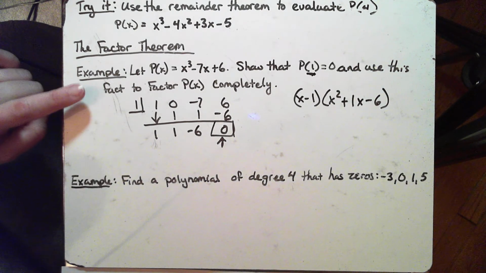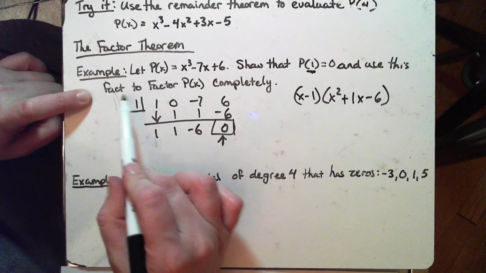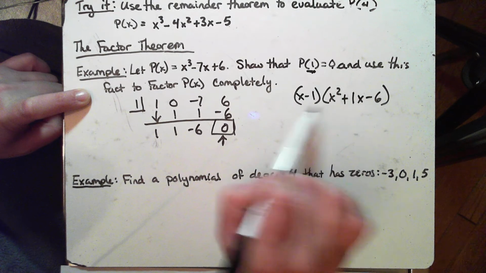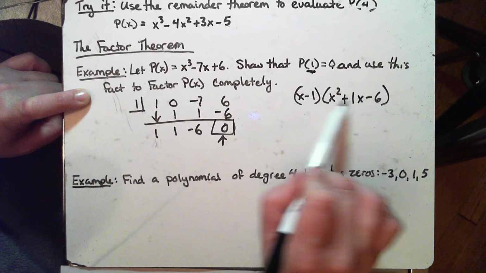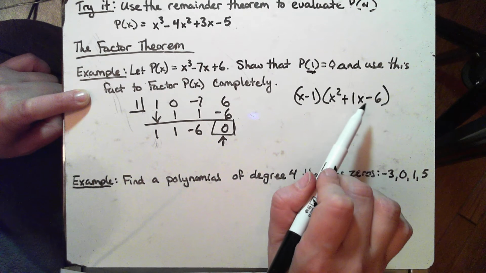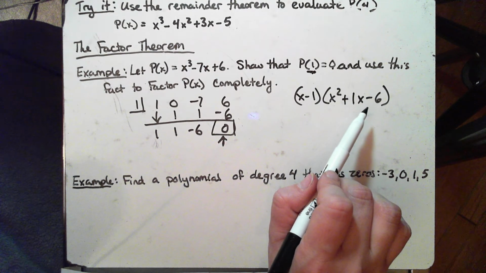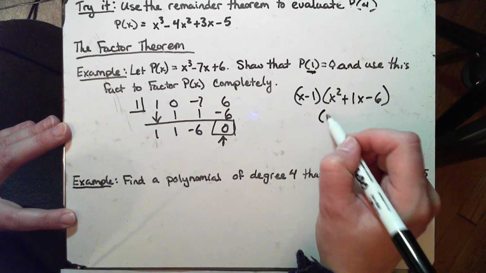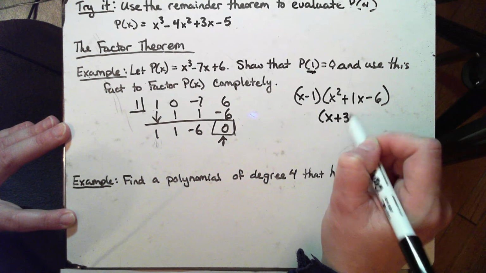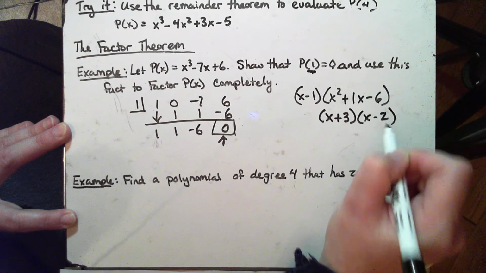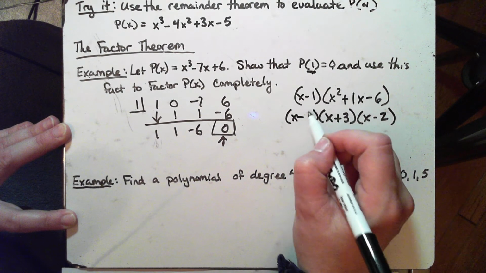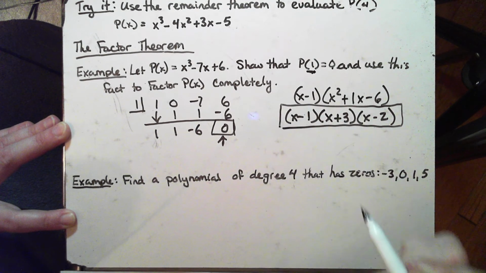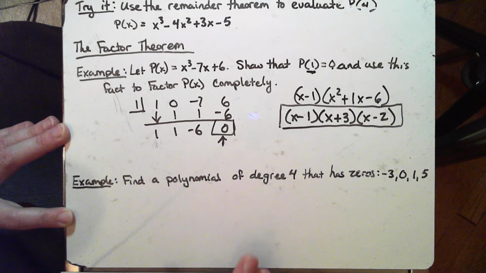Now, it says, and use this fact to factor p of x completely. So I did show that p of 1 is 0. This is my first factor. This is the rest of the factored form. I can factor this using just plain old factoring. So I say what multiplies to negative 6 and adds to positive 1. And I get x plus 3 and x minus 2. So my completely factored polynomial is this. And we're going to talk about factoring polynomials very soon. Okay, that's coming up later in our chapter.